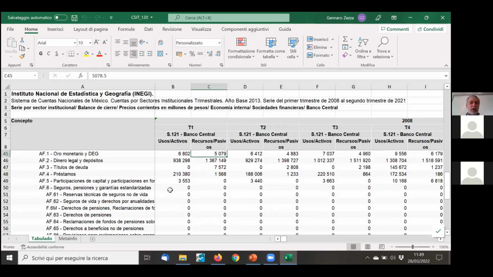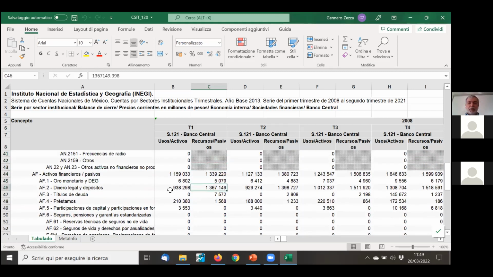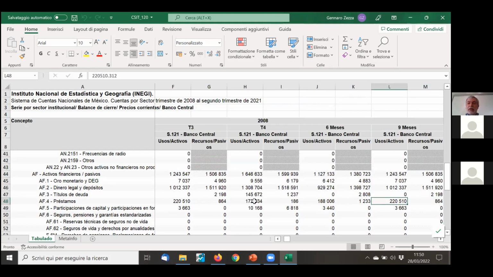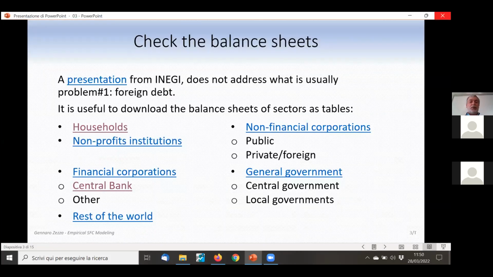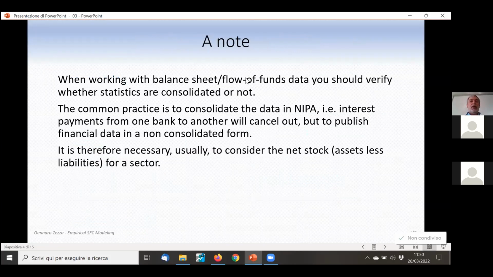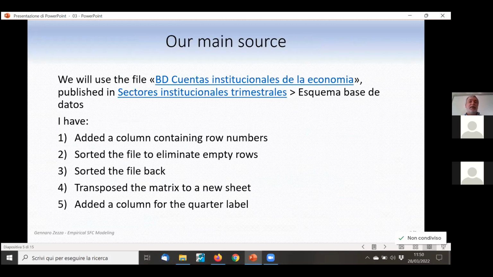We don't really have much elsewhere. So basically, I guess that this will be the short-term liabilities in short-term assets, which are liabilities of foreigners. It's not entirely clear who is lending to the central bank. Well, I have to go to the balance sheet of the rest of the world to identify whether these 200 billion are the assets of a foreign institution, as I would expect. Okay, so we can look at the balance sheet of all of these sectors. And as I said, it's a good practice to consolidate, so subtract the liabilities from the assets.